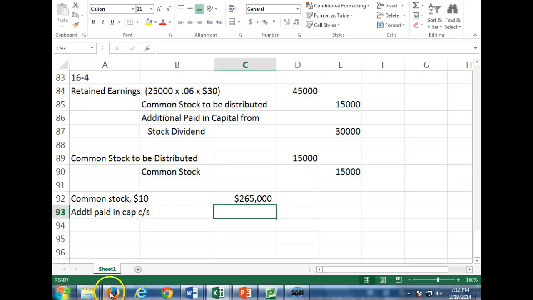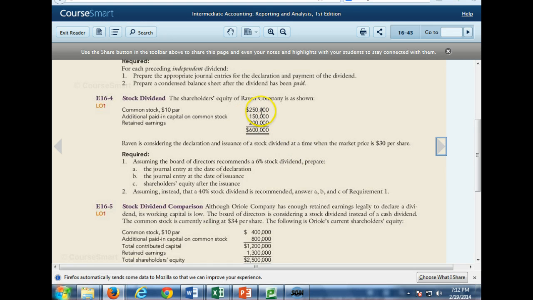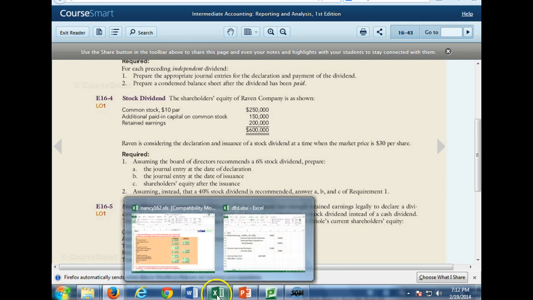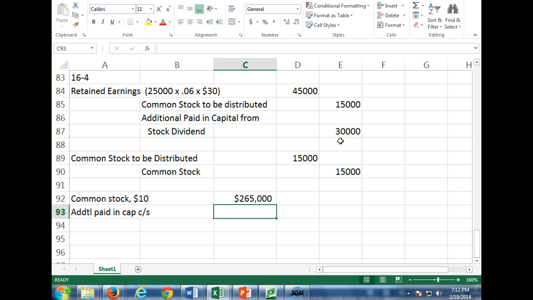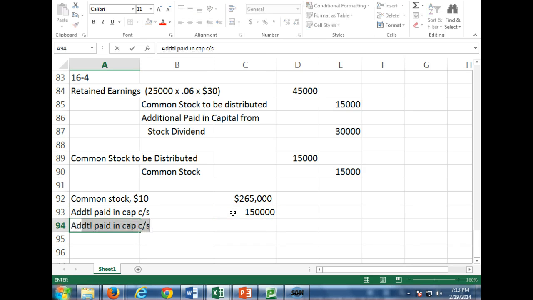Then we've got additional paid-in capital on common stock of how much? It was 150. See there how it was 150? And then we increased it with additional paid-in capital from stock dividend. So additional paid-in capital on common stock was the 150, then we added the additional paid-in capital from stock dividend. And that was 30, right?